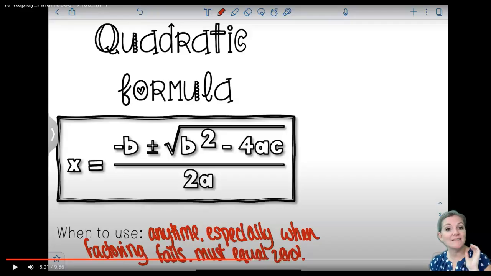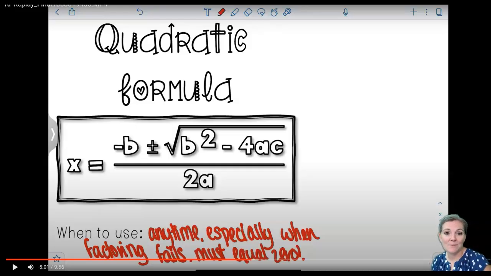And there's nothing really that difficult about this. There's just a lot to plug into the calculator. So you can use this anytime. Anytime you can use quadratic formula. And you don't have to memorize the quadratic formula. We are going to give it to you. Okay, so you definitely want to use the quadratic formula when factoring fails, most definitely.